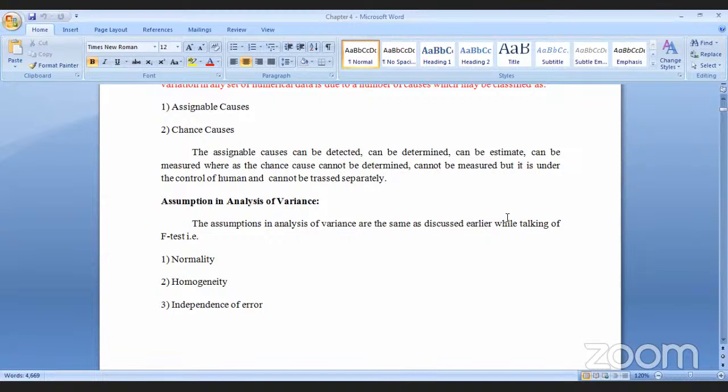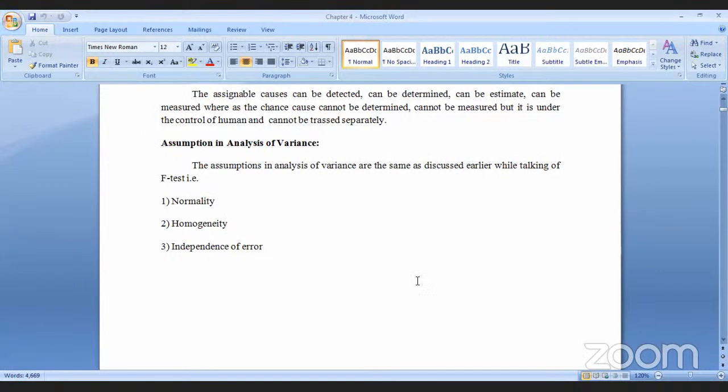Please note down the assumptions here. So the assumptions in the analysis of variance are same as discussed earlier while talking about the F test. So first one is normality, then homogeneity, independence of error.